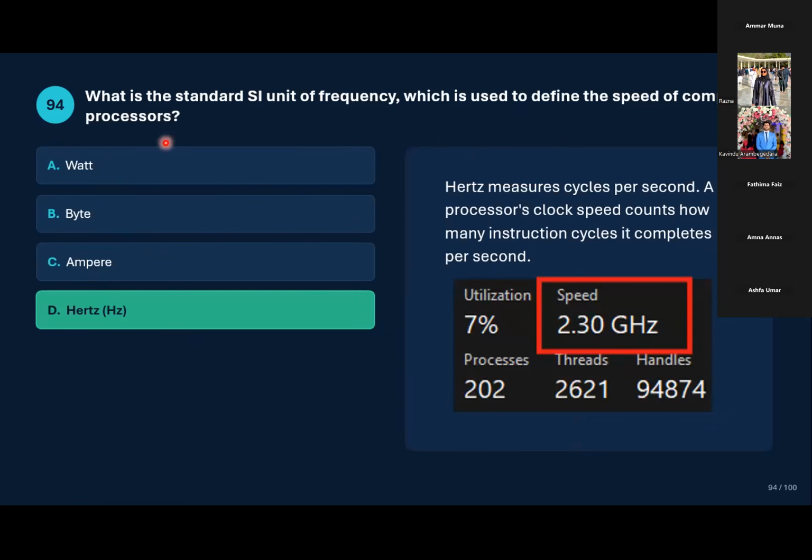And next is the standard SI unit of frequency, which is used to define the speed of computers and processors. If you open the task manager in your computer, you can see that the speed is shown as a number and GHz. So this means that hertz is the unit used to measure the clock speed of computers. So the answer here is hertz, D.